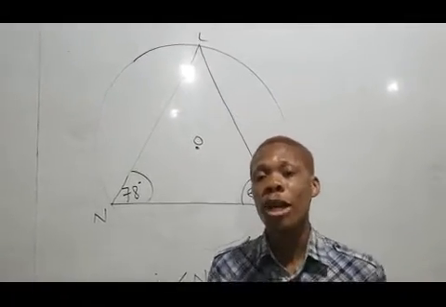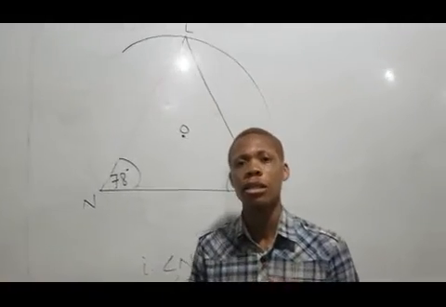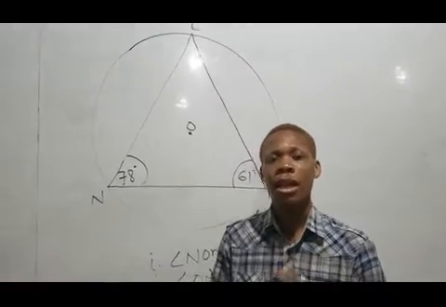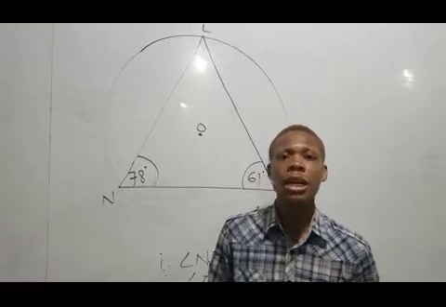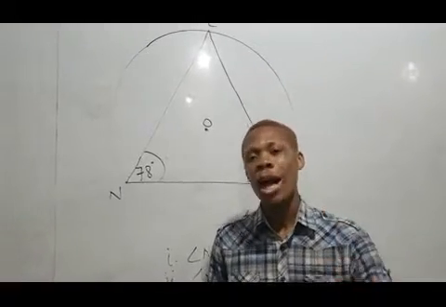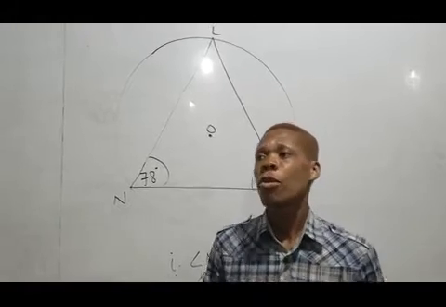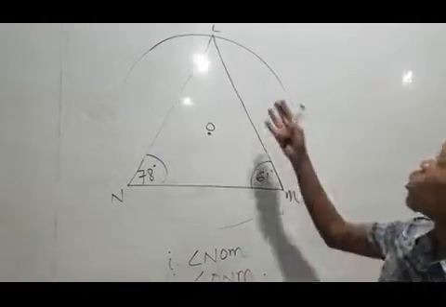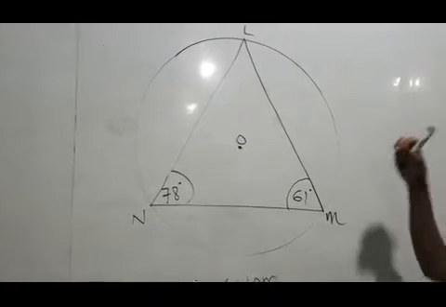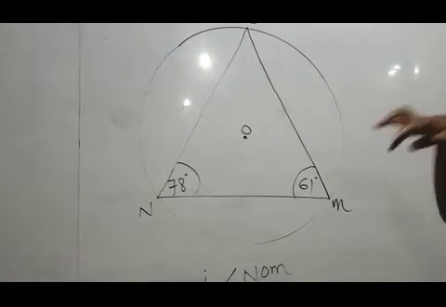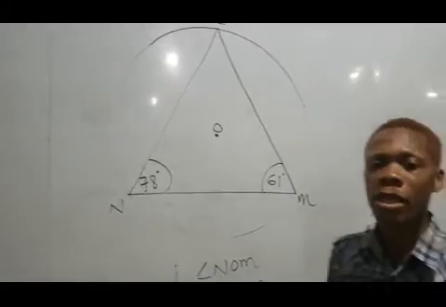Now, under theorem 1, we said we're looking at the connection between the angle subtended at the center and the angle subtended at the circumference. And we established that the angle at the center is twice the angle which is subtended at the circumference. So before you solve this question, first of all, you ask yourself certain questions. Now the question says, LMN is a triangle inscribed in a circle.